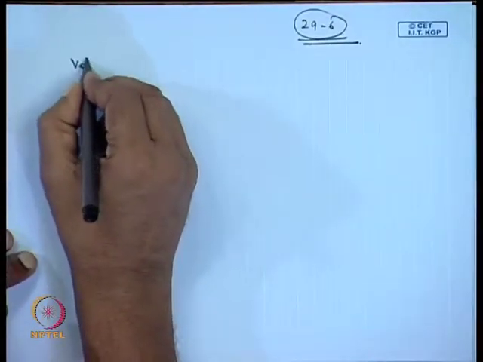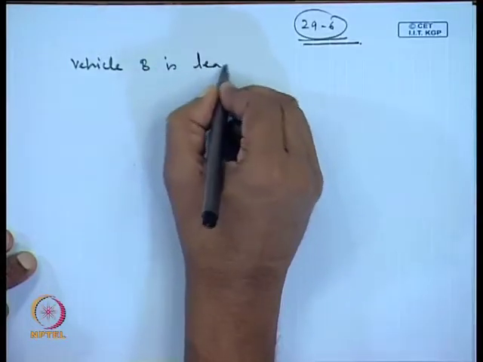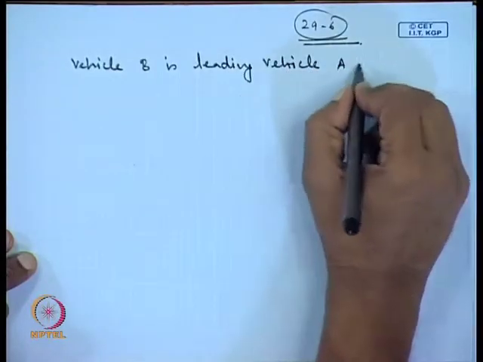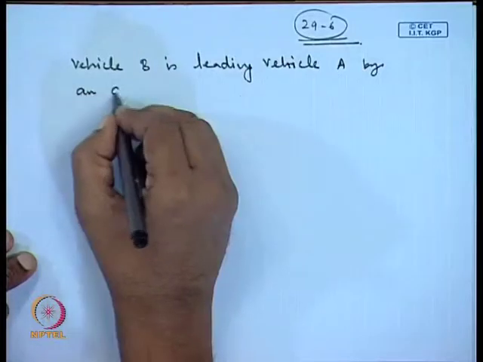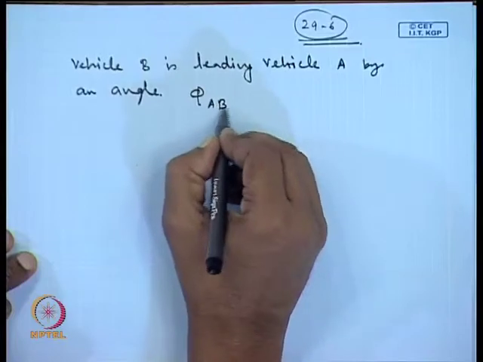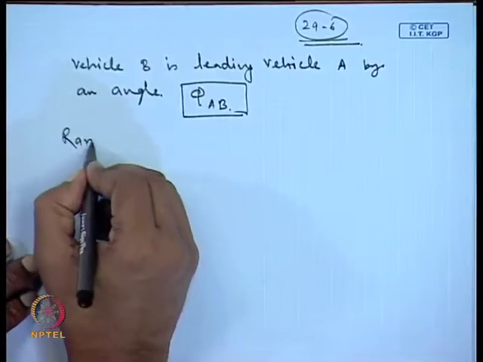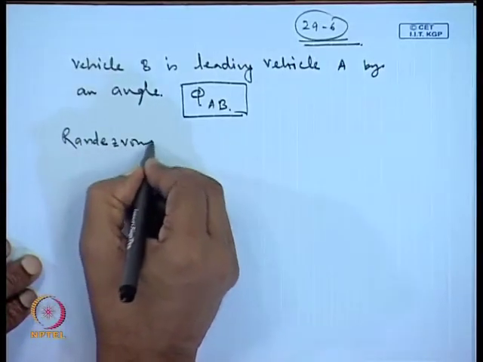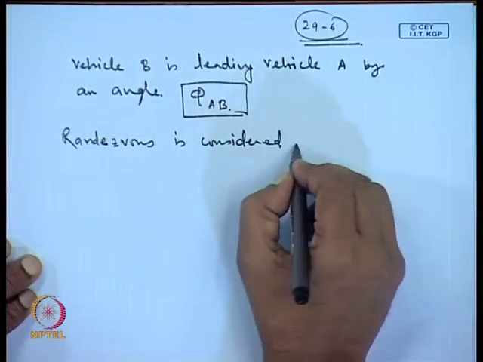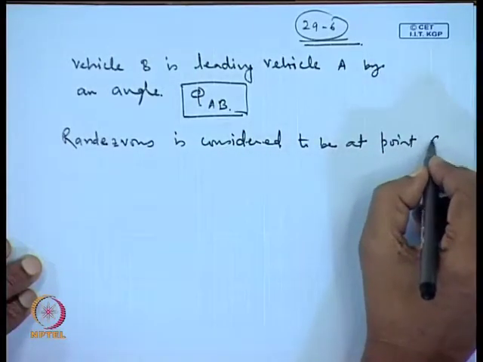So, we have vehicle B is leading vehicle A by an angle phi AB. Rendezvous is considered to be at point C.